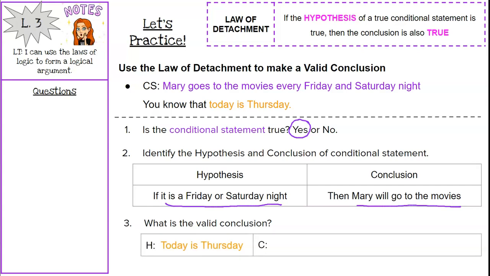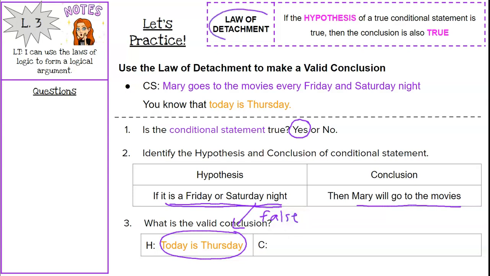Our hypothesis is today is Thursday. So we have to ask ourselves, is this true based on the hypothesis from your conditional statement? Our hypothesis says if it is a Friday or Saturday night. We are claiming that it is a Thursday, which means they don't match, which means that's going to be false.